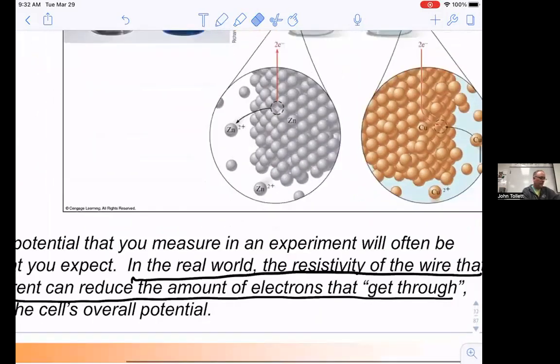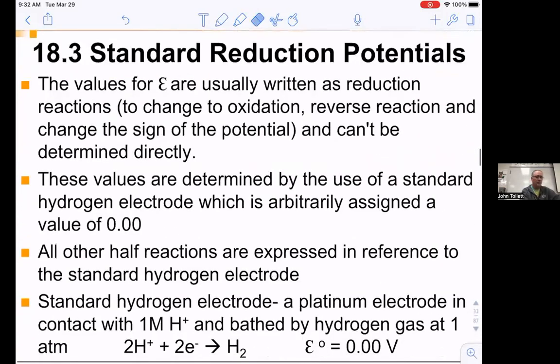All right, so standard reduction potentials, you would just look up on a chart that has those values.